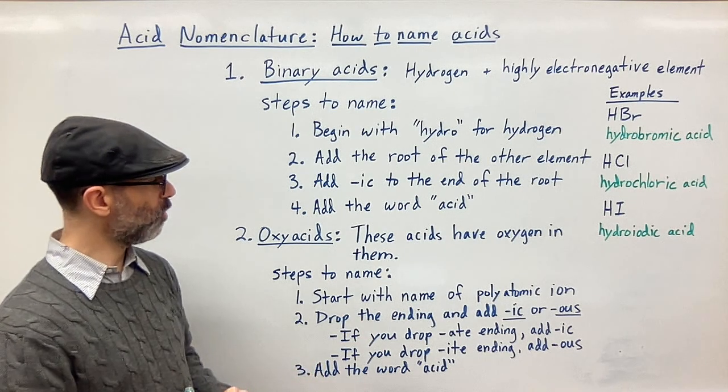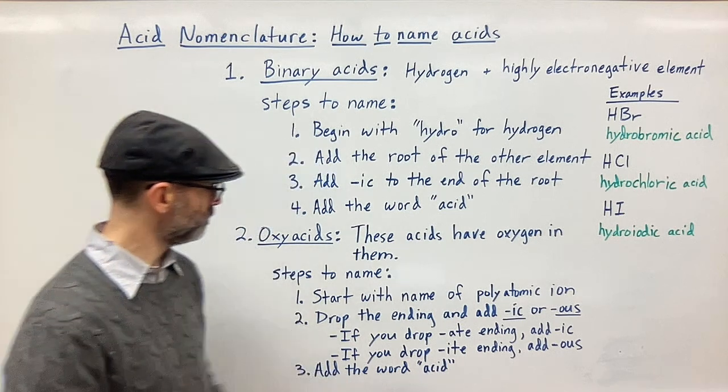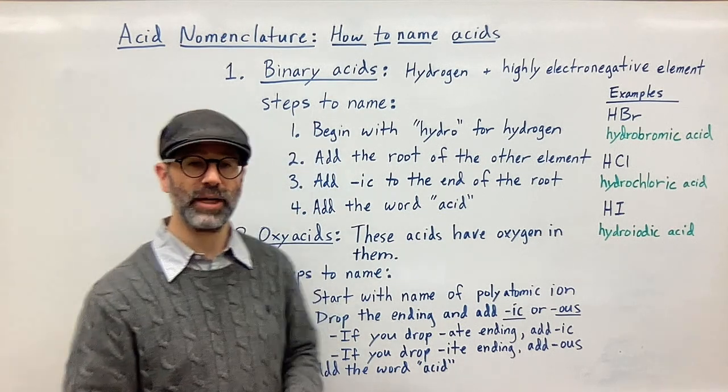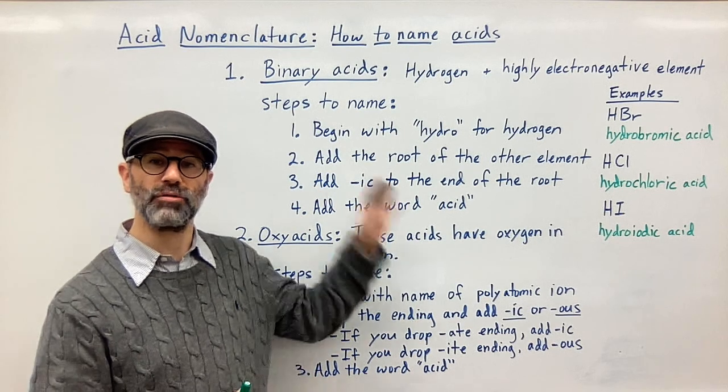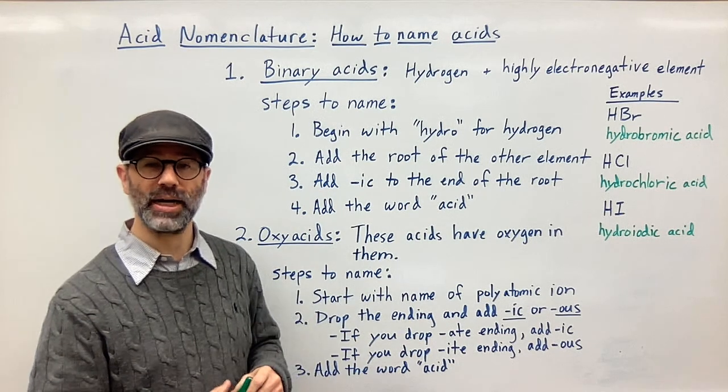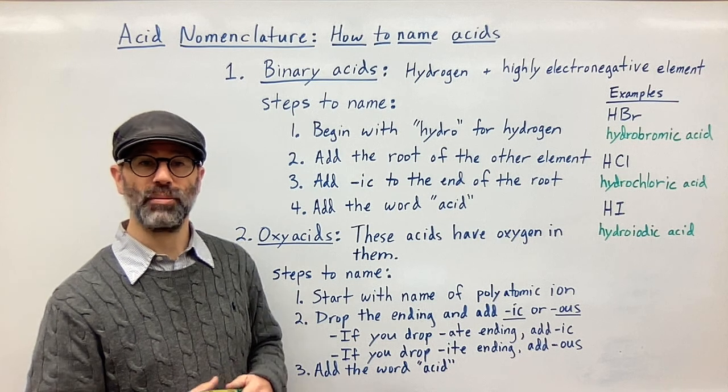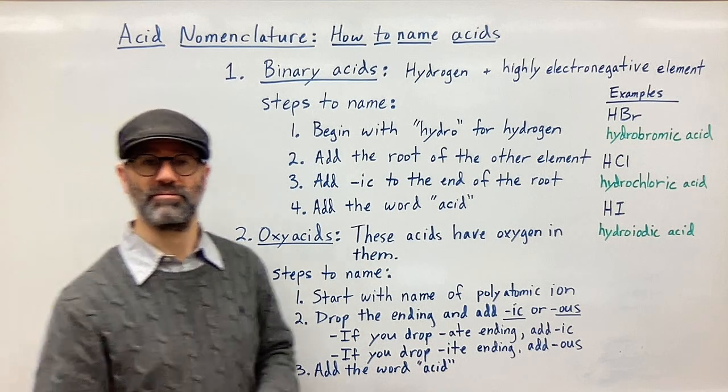So let's go over a couple of examples. I'll kind of review naming of the polyatomic ions, and we'll go from there. So stay with me.